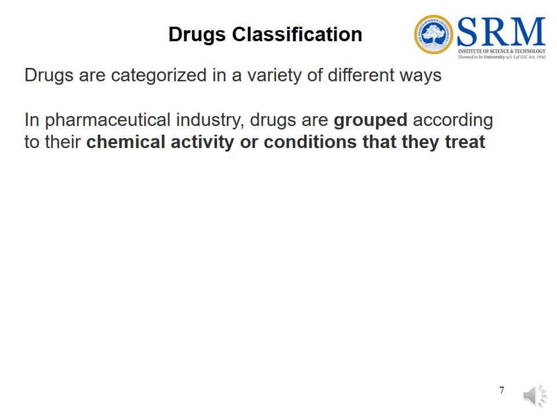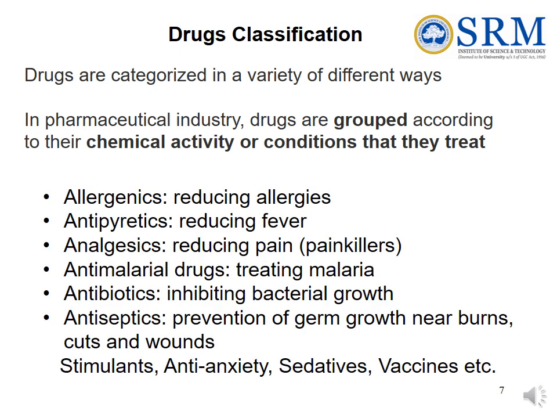Drug classification. Drugs are categorized in a variety of different ways. In the pharmaceutical industry, drugs are grouped according to their chemical activity or the conditions that they treat, like antiallergics, which reduce allergies; antipyretics, reducing fever; analgesics, reducing pain, also referred to as painkillers; anti-malarial drugs, which treat malaria; antibiotics, which inhibit bacterial growth; and antiseptics, for prevention of germ growth near burns, cuts, and wounds. There are also other types of drugs, which include stimulants, anti-anxiety drugs, sedatives, vaccines, and many more.